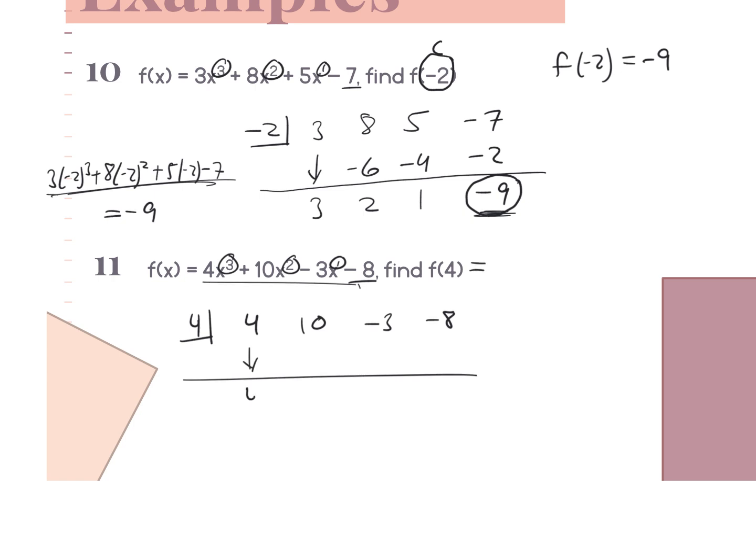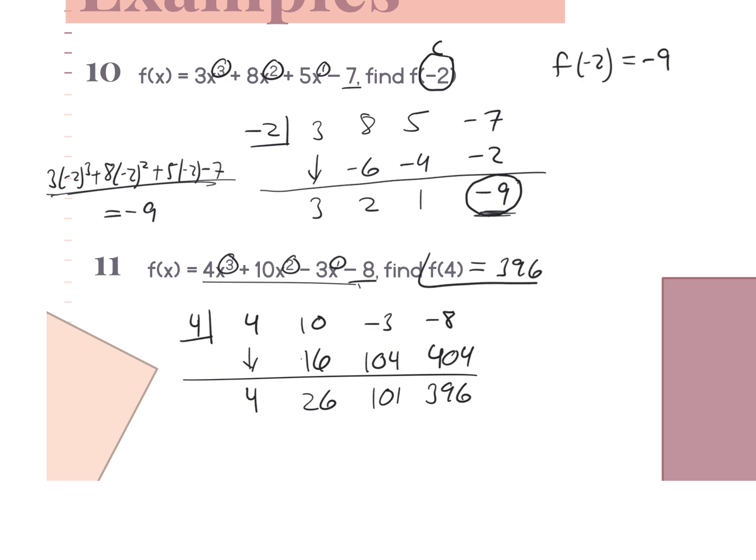We're going to figure out what this is in a second. So bring down the 4. 4 times 4 is 16. And then 10 plus 16 is 26. When you do 26 times 4, you should get 104. You can verify that if you need to. And negative 3 plus this is 101. And 4 times 101 is 404. And then negative 8 plus 404 is 396.